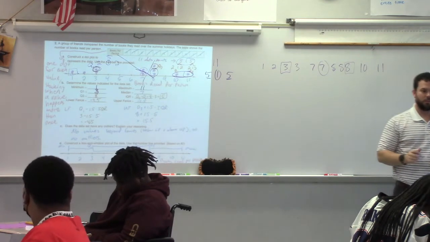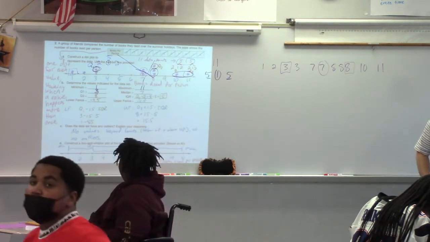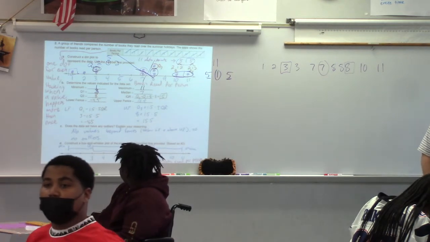So can I use this strategy on the test instead? You can use either one. As long as you know how to explain what the quartiles are and what the median is, I'm good.